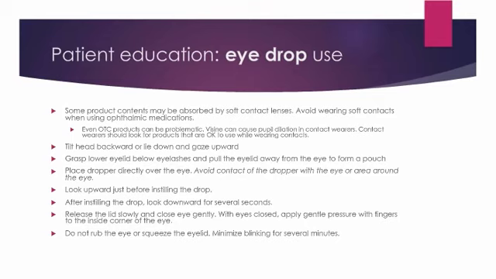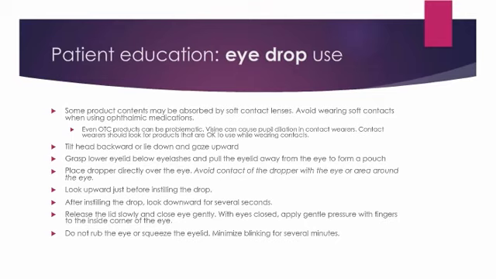In order to educate patients on using eye drops, you're going to want to instruct them on the following steps. Patients should tilt their head backward or lie down and gaze upward. To instill an eye drop, the patient should grasp the lower eyelid below the eyelashes and pull the eyelid away from the eye to form a pouch. The dropper is then placed directly over the eye. It is important to avoid contact of the dropper with the eye directly or any area around the eye, as that can contaminate the eye drop.